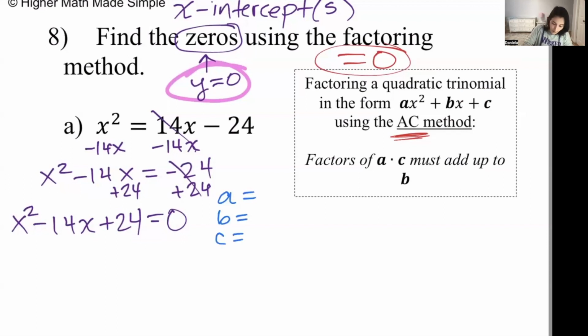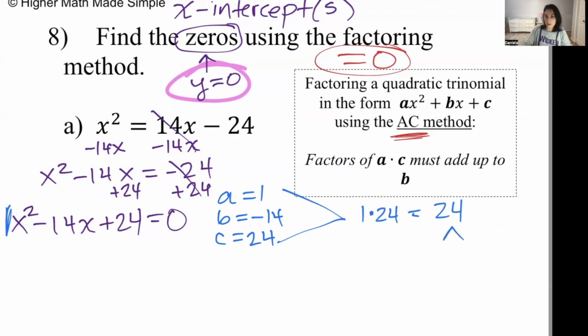So please don't say that A is X. A is 1, right? Coefficients. Be careful. B is not 14, it's negative 14, and C is 24, okay? So now we're going to multiply A times C together. So that's 1 times 24, which is 24. And then we're going to make a factor tree of it.